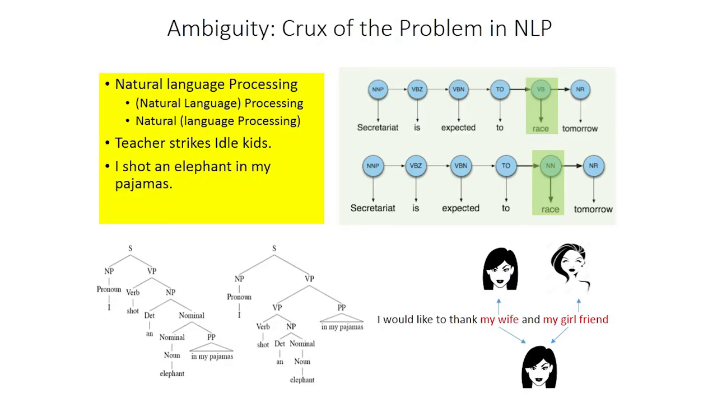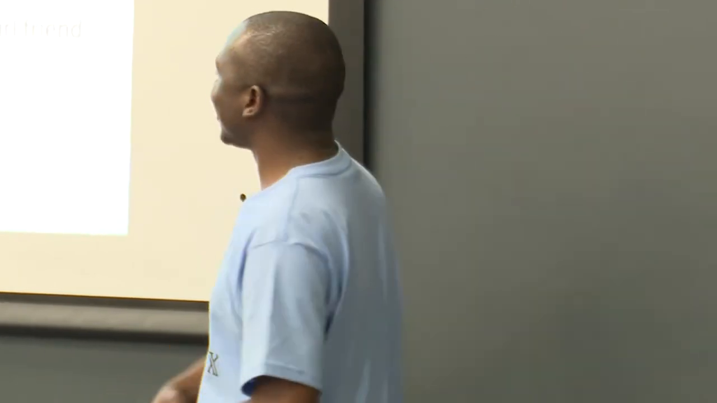Then we also have ambiguity in part of speech tagging. The word rest can either be a noun or a verb. And in this context, we definitely know it's supposed to be a verb. How can a machine tell that the correct part of speech tag for the word rest is a verb? So those are the ambiguities you deal with in natural language processing.